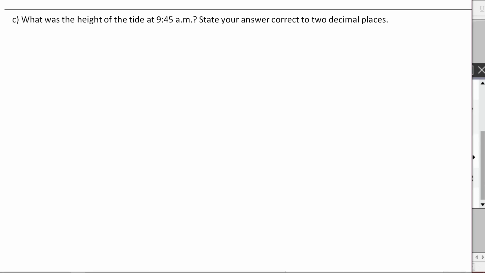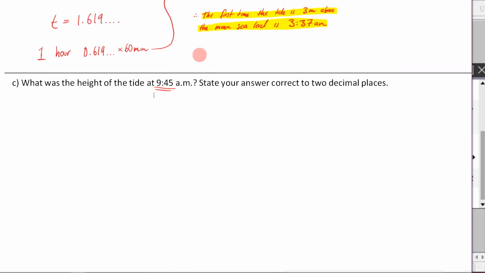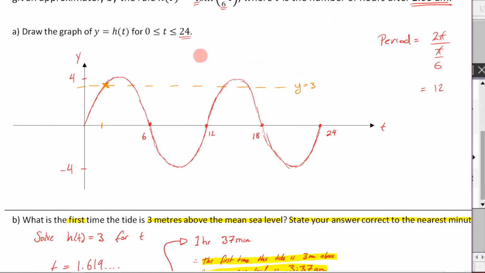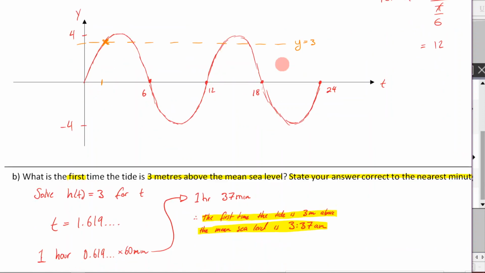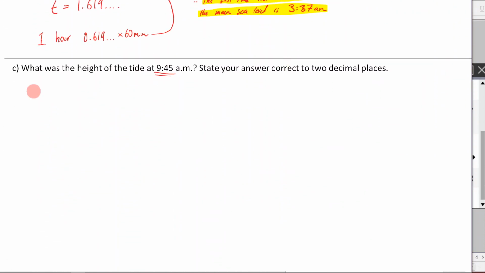We are now answering this question before us, which is saying, what was the height of the tide at 9:45 a.m.? State your answer correct to 2 decimal places. Okay, so it's going to be this time that's going to cause us a little bit of grief, because what we need to remember is that T is the number of hours after 2 a.m. So that means T is equal to 0 at 2 a.m.